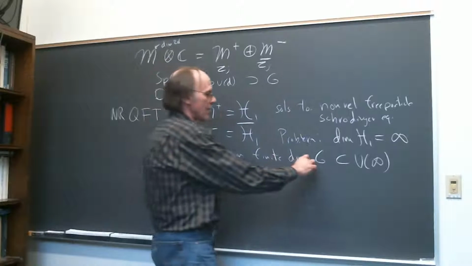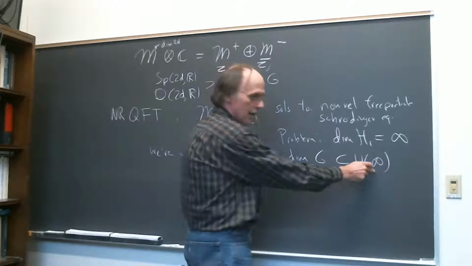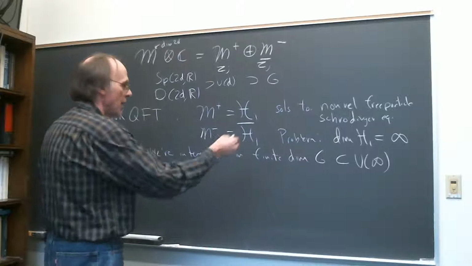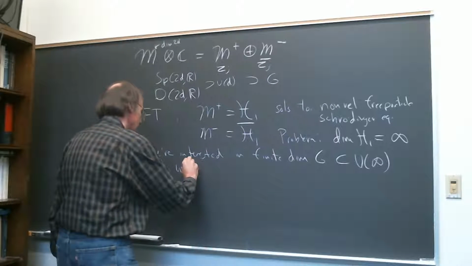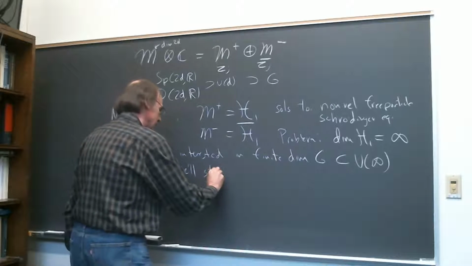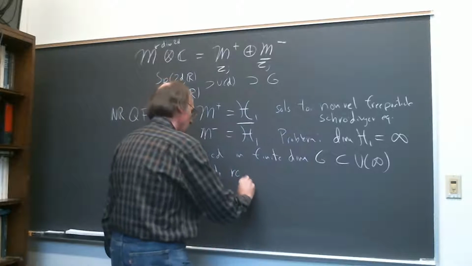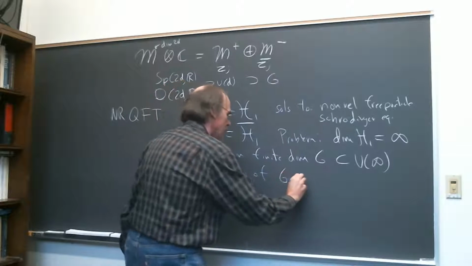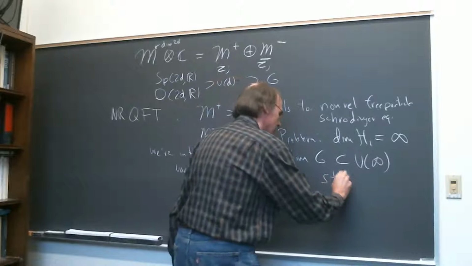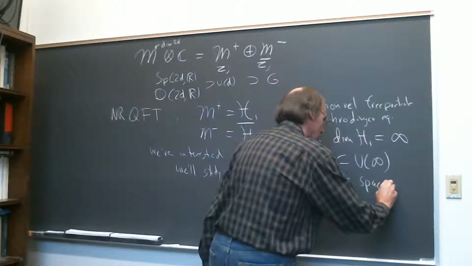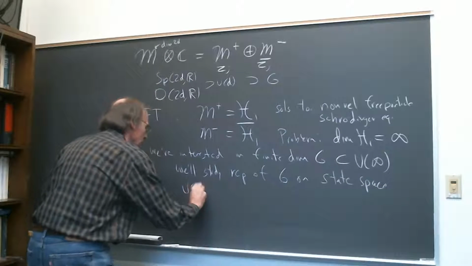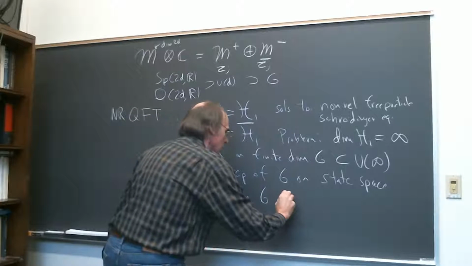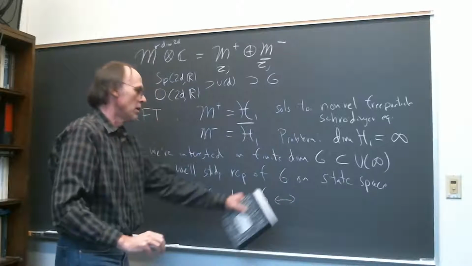We want to think of that as lying inside here, and we'll study the representation of G on the state space, and we're using the Lie algebra of G, which is going to be quadratic.